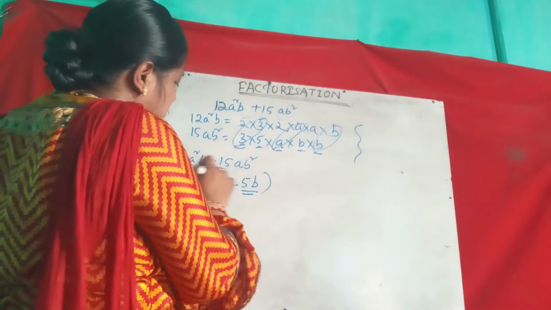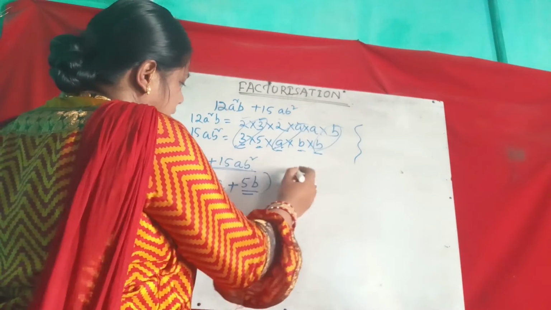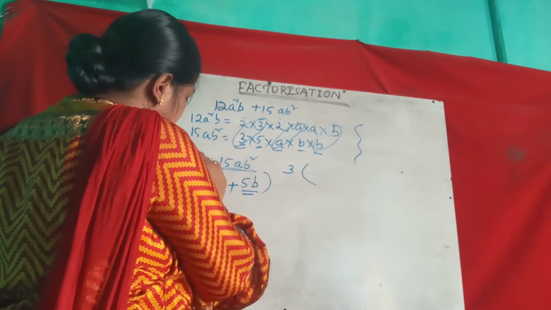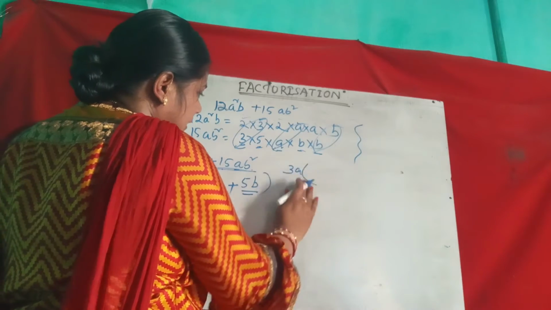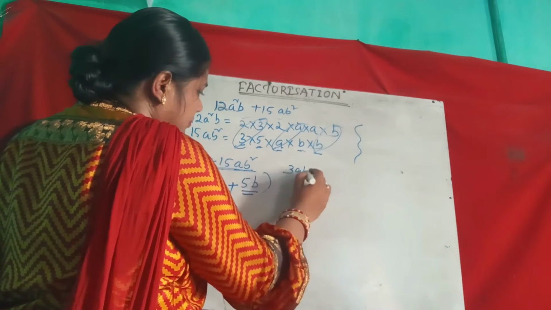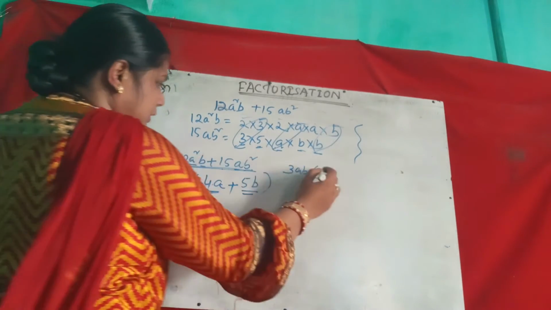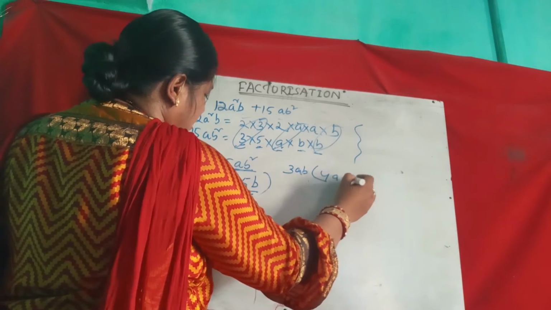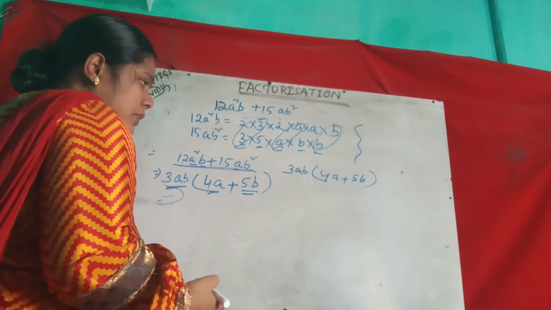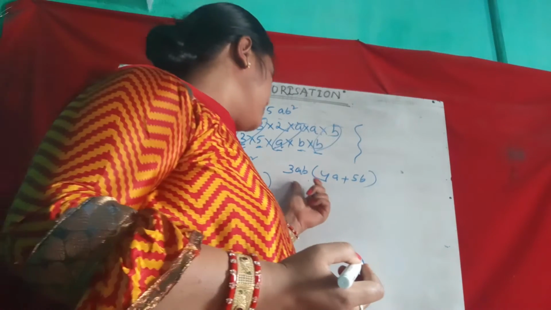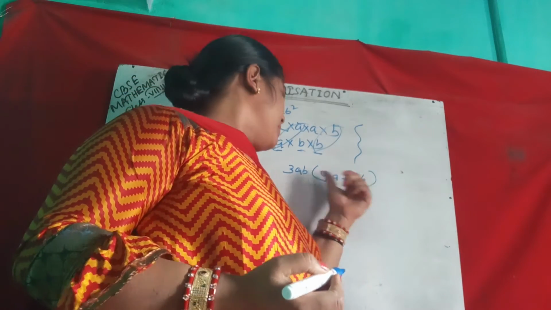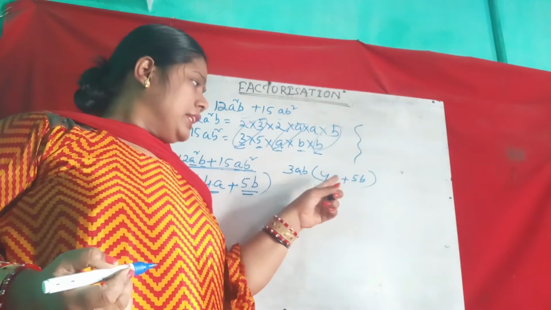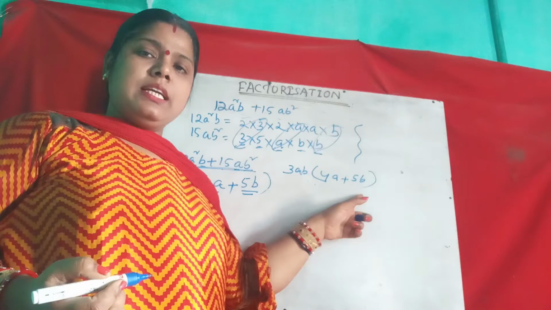Without doing all these steps, you can also do it directly. 3 times 4 is 12, 3 times 5 is 15, then a, then b. What remains is 4a plus 5b. So your factorization is 3ab into 4a plus 5b. One factor, 3ab, is a term, and the other, 4a plus 5b, is the algebraic expression.